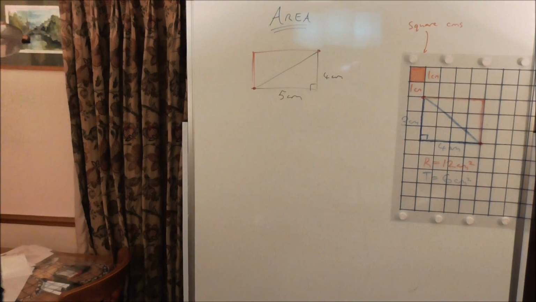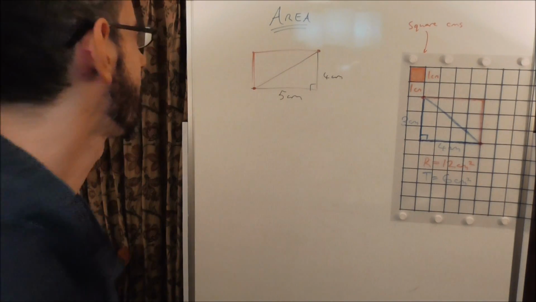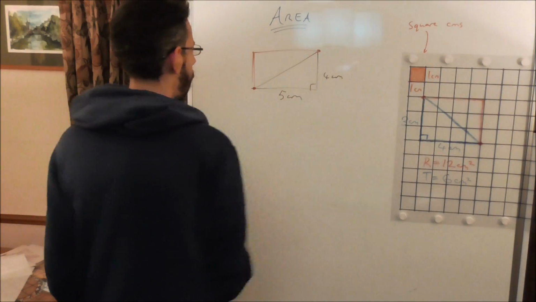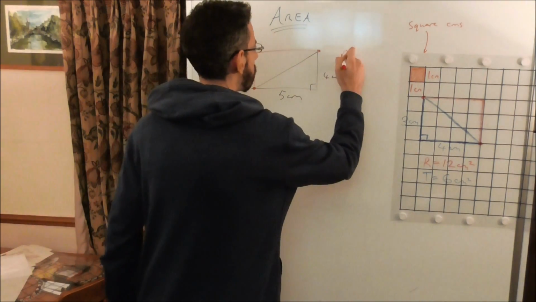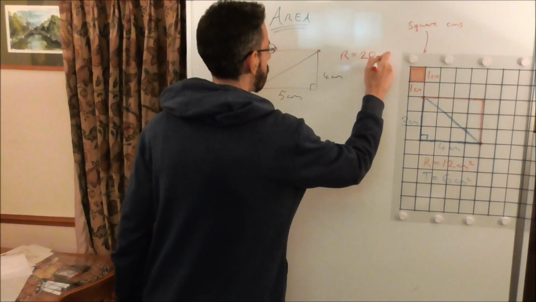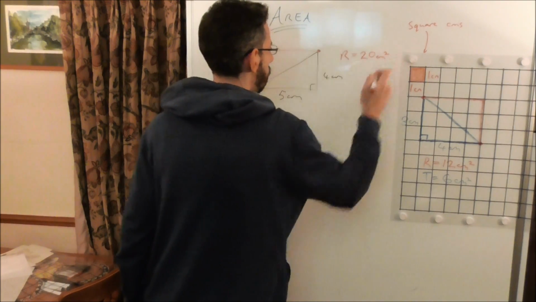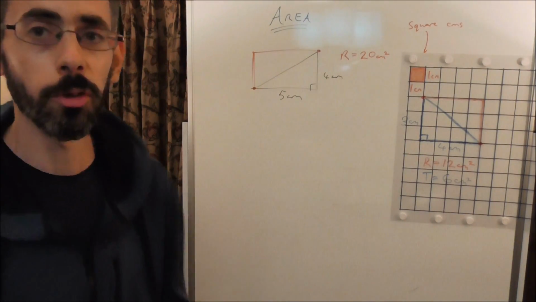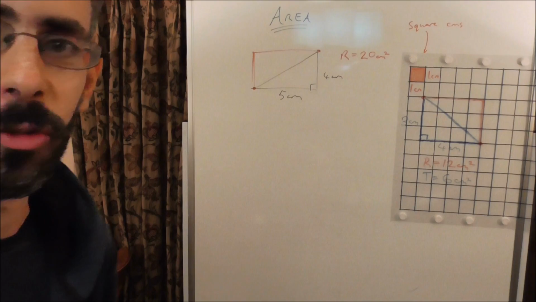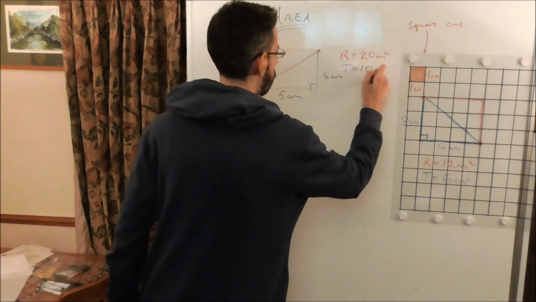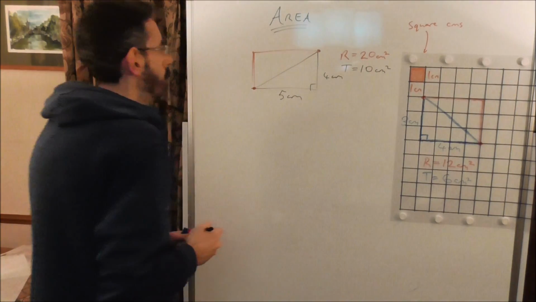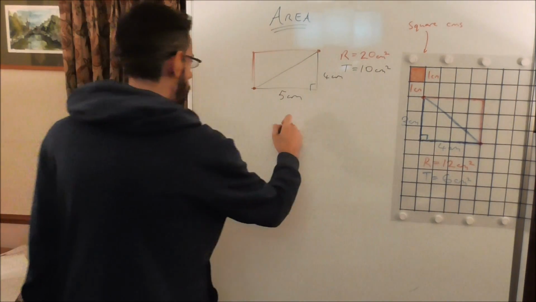So the area of the rectangle is just 5 times 4, just length times width, which is 20. So let's put R equals 20, just using R for area of rectangle. So the triangle is half the size, so you just halve 20, which is 10. So the area of the triangle is 10 square centimetres. Let's do a couple more.